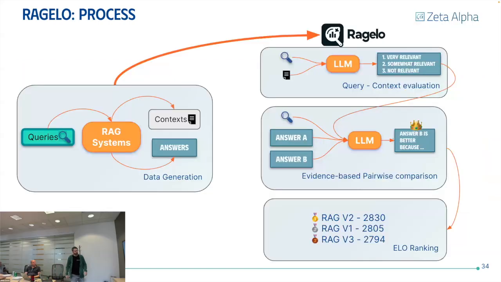So what we want to do, let me just explain the entire pipeline. This is the data generation part. You have queries, and the RAG system, including the processing or anything that you can change on the RAG system. We collect the answer as well as the context. Then we ask RAGElo to do these steps. First, we say, okay, for this document and query, tell me if it's relevant. This was the first part we mentioned.